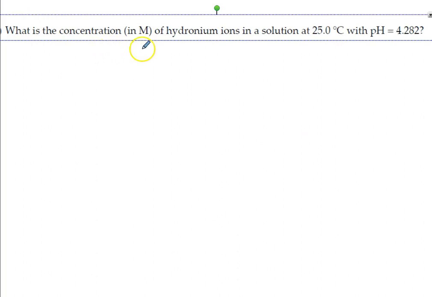What's the concentration if the pH is this? That's not hard either. That's just the inverse, right? 10 raised to the negative 4.282, and that will give you that answer. So those are just straight calculations. You okay with this so far?